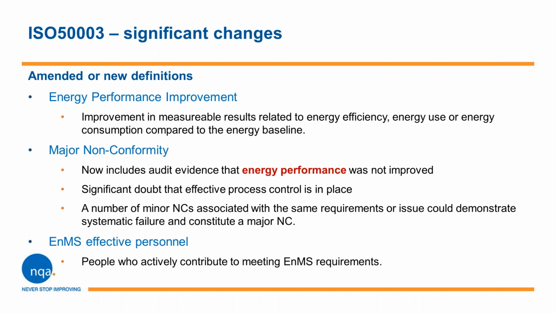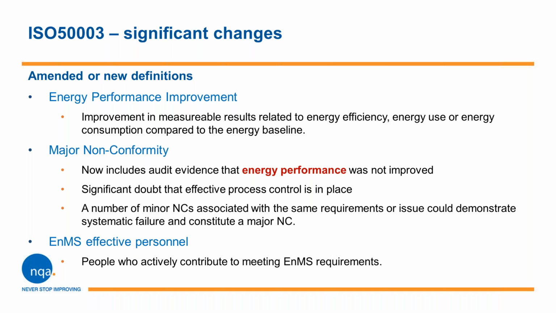The thing that caused a bit of issue was this phrase, energy performance improvement. So I'll read from the slide. Improvement in measurable results related to energy efficiency, energy use, or energy consumption compared to the energy baseline. Now that's the question that was asked earlier, and that's what 50003 defines it as. It's compared to the energy baseline. However, a major non-conformity now includes audit evidence that energy performance was not improved.